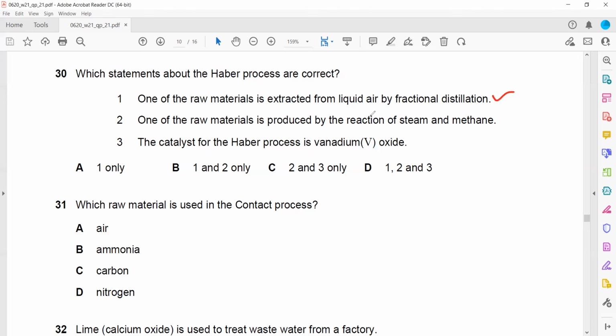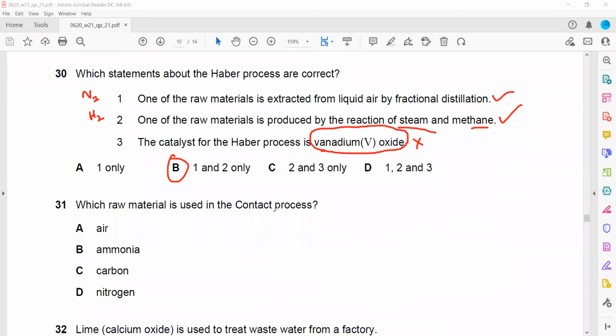One of the raw materials is produced by reaction of steam with methane. Steam reacts with methane, it gives off hydrogen, so that is also true. So the first one will give us the nitrogen and the second one will give us hydrogen. The catalyst for the Haber process is vanadium pentoxide, V2O5. That is wrong. This is a catalyst for the contact process, not for the Haber process. So statement 1 and statement 2 are correct. That's why B is the right answer.